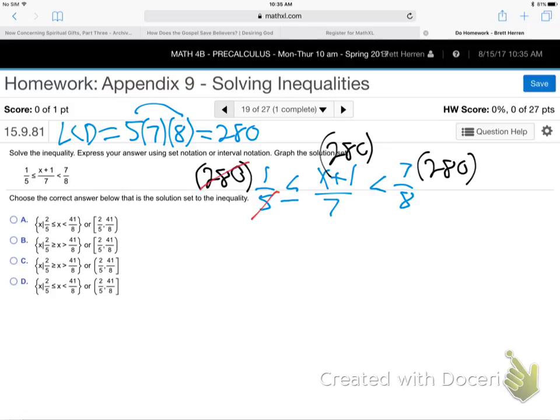So 5 goes into 280, 56 times. You know how you can tell? How can I do that? Because I can do all those numbers in my head? No. I just know 280 is made out of 5 times 7 times 8. So if I take out the 5, I got 7 times 8 left.